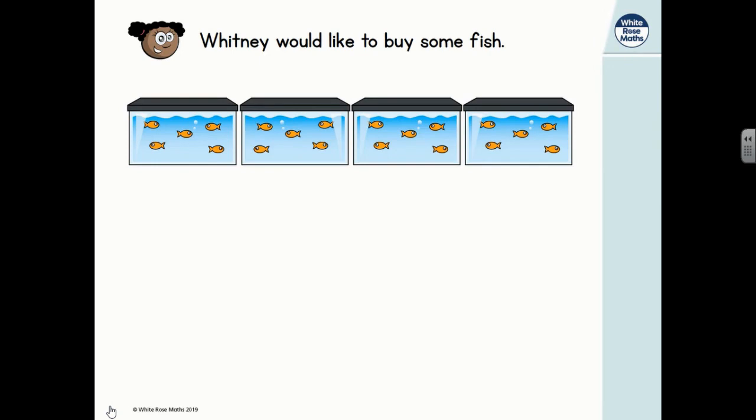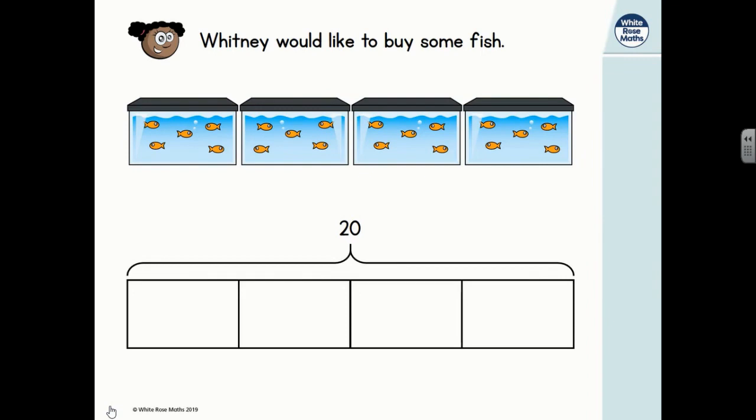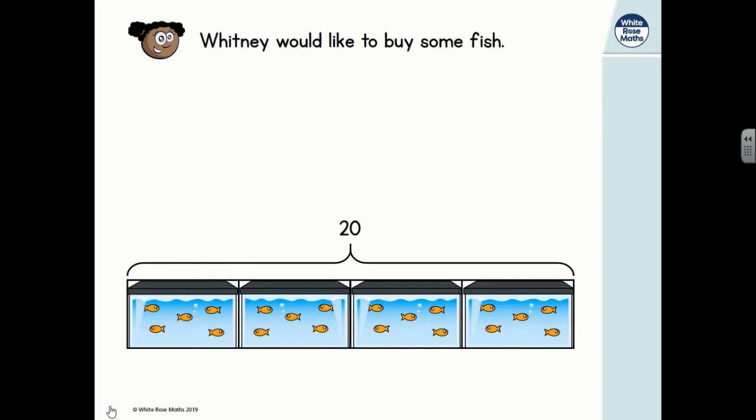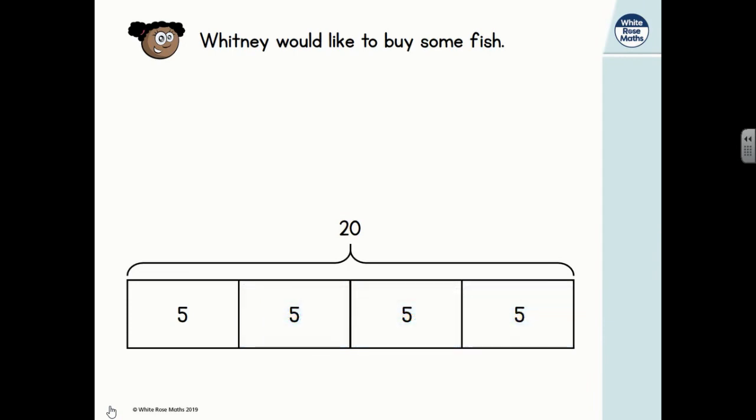Let's put it into a bar model to see. There are 20 fish altogether. Let's put the fish into the bar model. In that first fish tank, I can see 5 fish. And because we've got 4 equal parts, I know the other tanks must also have 5 fish in. What I'd like to know is how many fish Whitney is going to take when she has 3/4 of the fish.